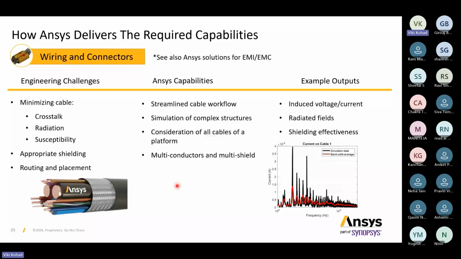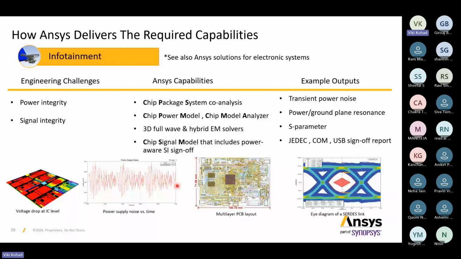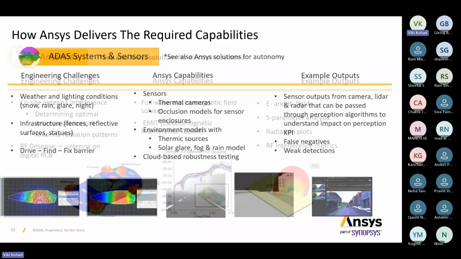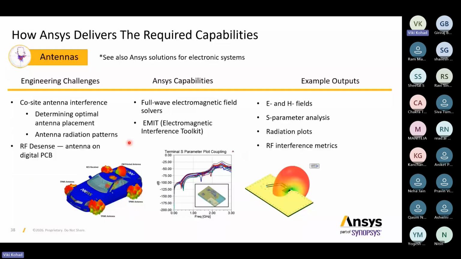That is the infotainment screen. Here the PCB is going to be used, multi-layer PCBs are going to be used. For those PCBs, you have to check how much the power integrity and signal integrity is there. Then the ADAS systems are there. In the ADAS systems, various sensors collect the data and give it to the particular controller, and that ADAS controller controls the complete scenario of the ADAS vehicles. Then the antennas are there for the communication part.